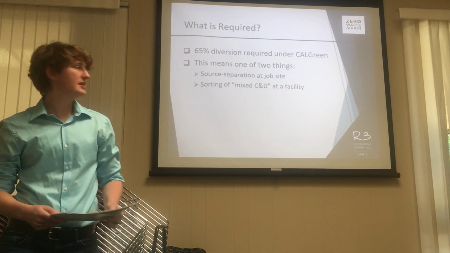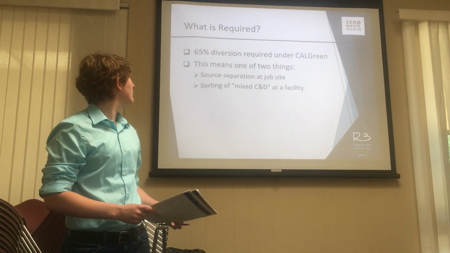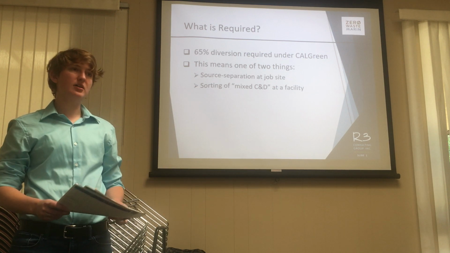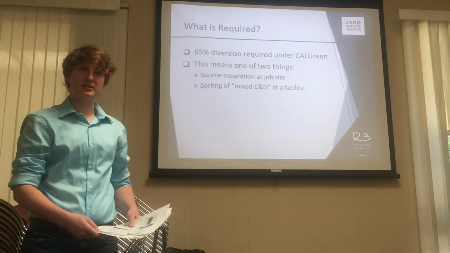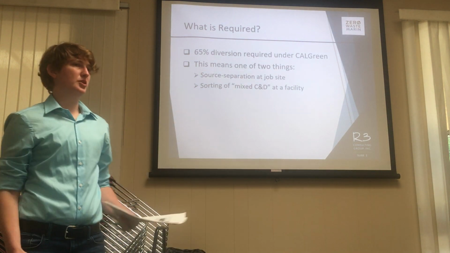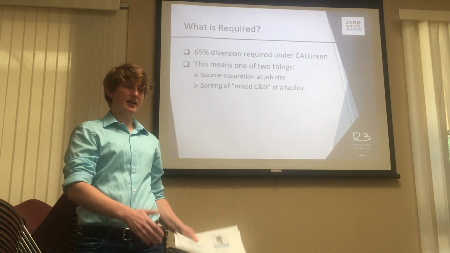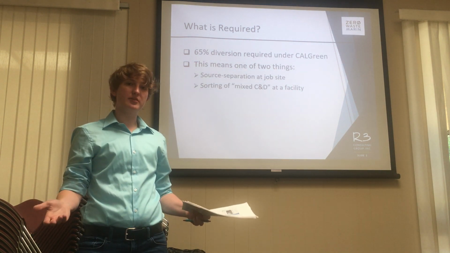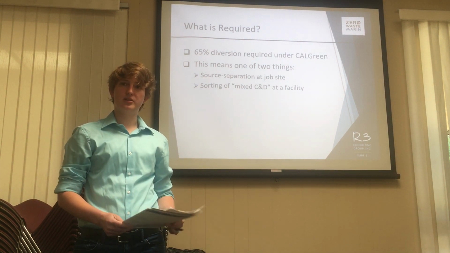Okay, so 65% diversion by either weight or by volume is required under Cal Green Code. So this could be accomplished by doing source separation at the job site itself. So putting all of the wood into one container, and then if it happens to be 65% of the total volume of material that leaves the job site, boom, you've hit that. Or it could be just one box at the site, and then if that box is delivered to a facility that achieves good diversion of the material, then that would also be considered meeting the 65% diversion requirement.